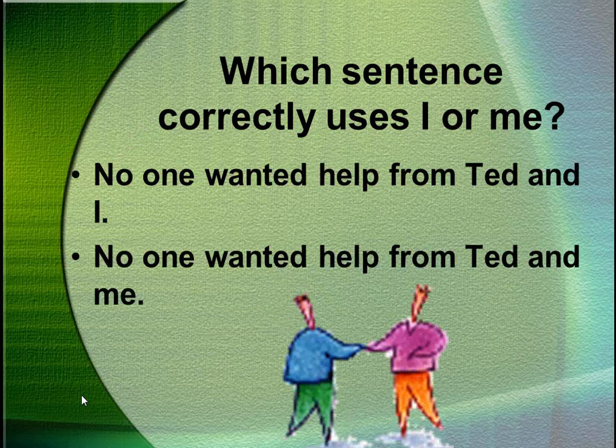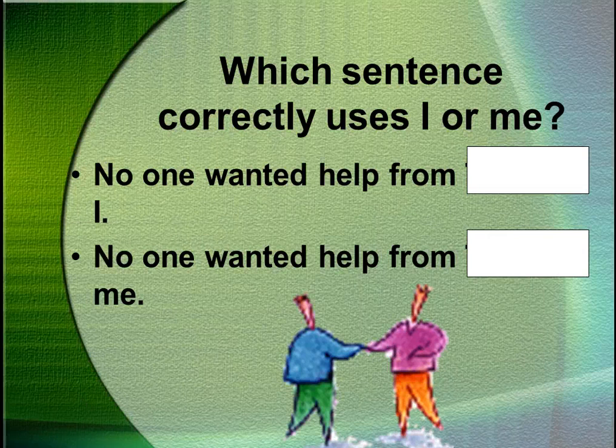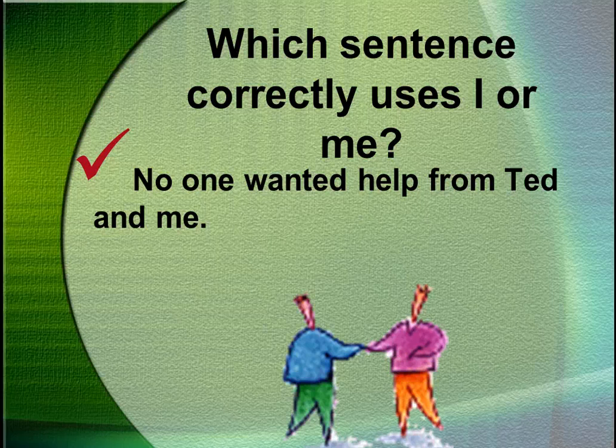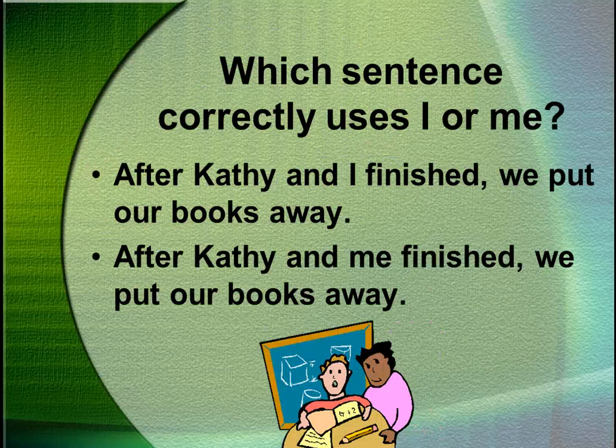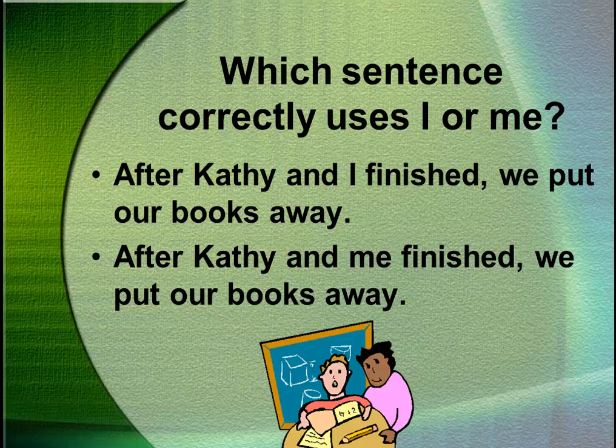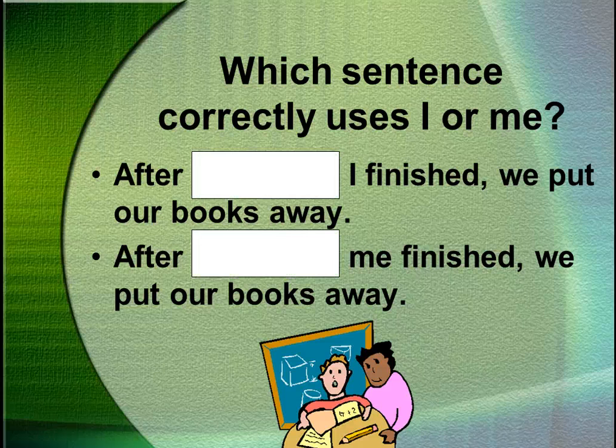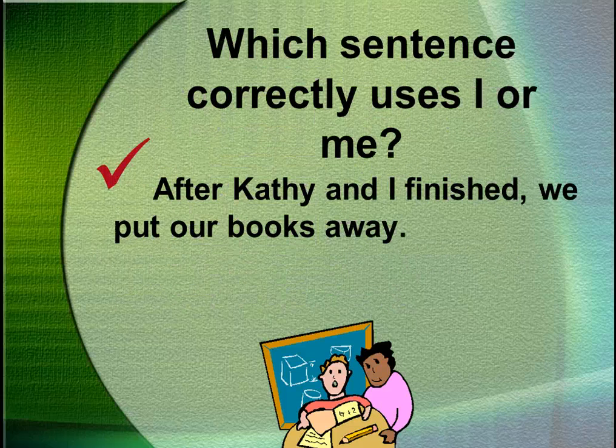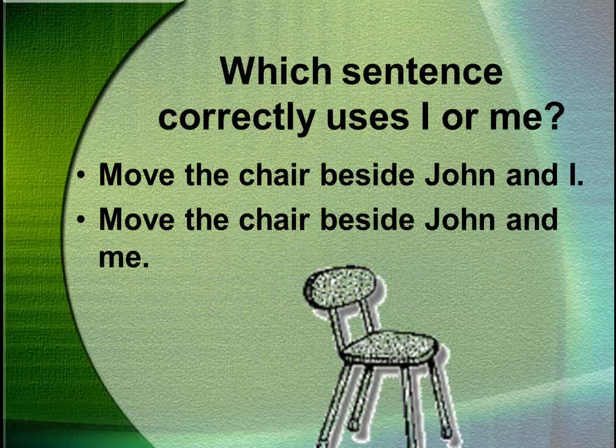No one wanted help from Ted and I. No one wanted help from Ted and me. Good. No one wanted help from Ted and me. So which sentence uses I or me? Kathy and I finished. We put our books away. After Kathy and me finished, we put our books away. Good. After Kathy and I finished, we put our books away.